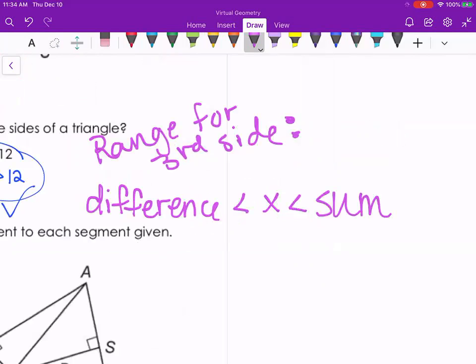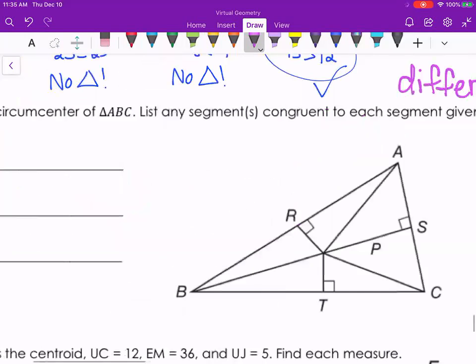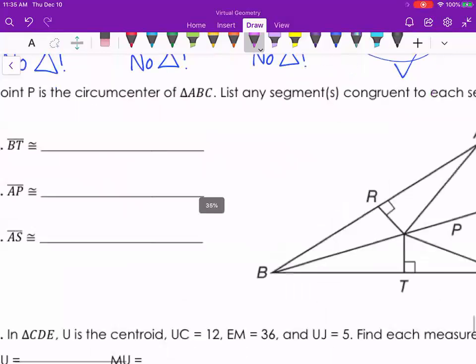And so that's again, when they just give you two numbers, you need to minus the two numbers and then add the two numbers. And then your missing side has to be between them, but not equal. Because remember, equal does not make a triangle. So let's do our last part here.